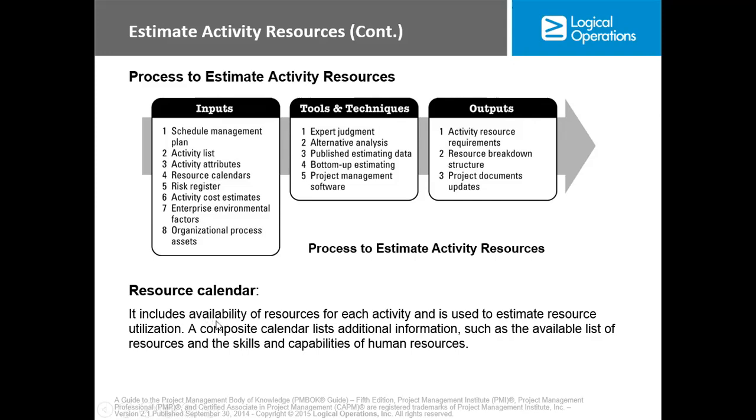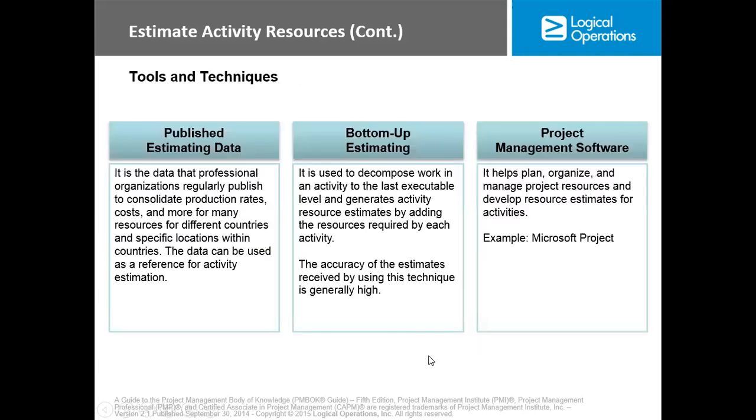Now, the resource calendar includes availability of resources for each activity and is used to estimate resource utilization. A composite calendar lists additional information such as the available list of resources and the skill and compatibility of human resources. Now we have published estimating data. It is the data that professional organizations regularly publish to consolidate production rates, cost, and more for many resources for different countries and specific locations within countries. The data can be used as a reference for activity estimation.